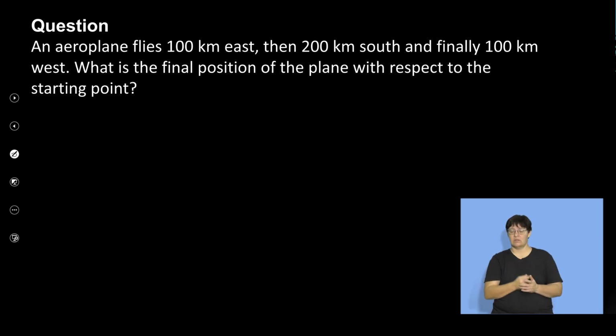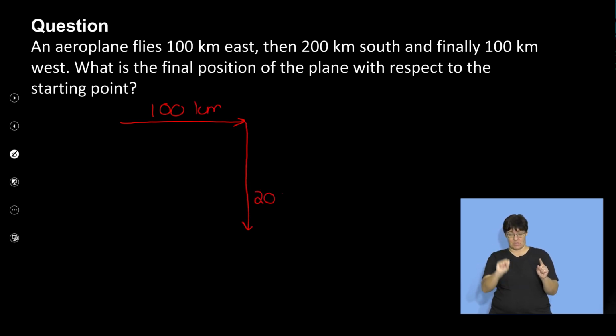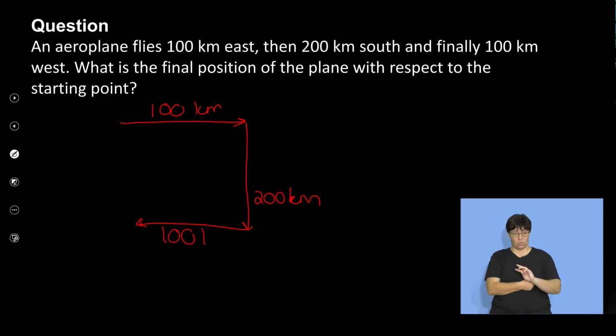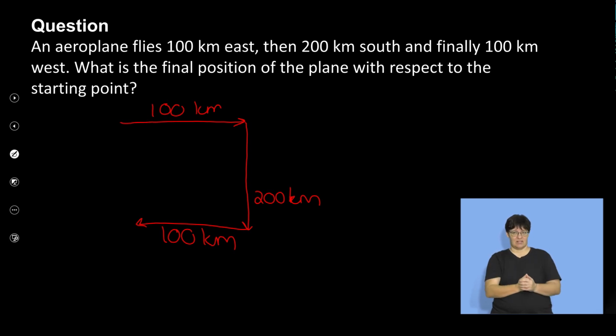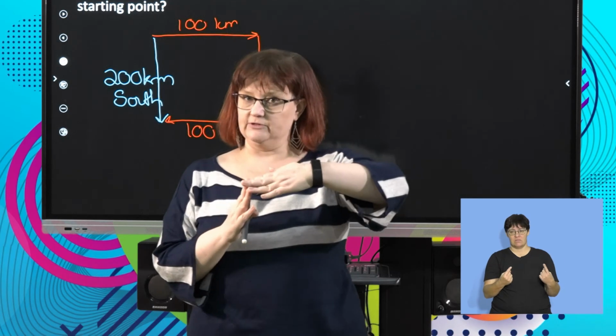Then they say, what is the final position of the aeroplane with respect to the starting point? And it sounds more difficult than it is, because the plane went 100 kilometers east, then it went 200 kilometers south, and then it went 100 kilometers west. And hopefully, you guys can see that what we've done is we've created a rectangle. There's its displacement. It would be 200 kilometers south.